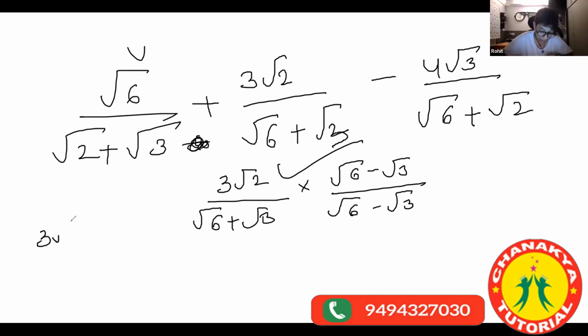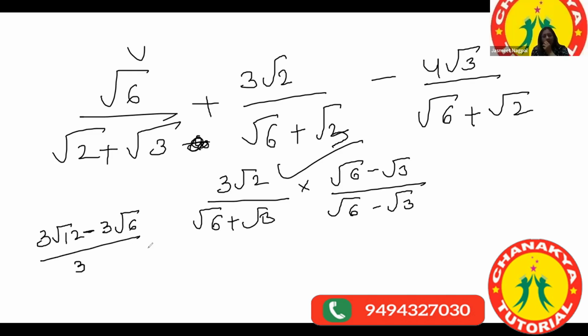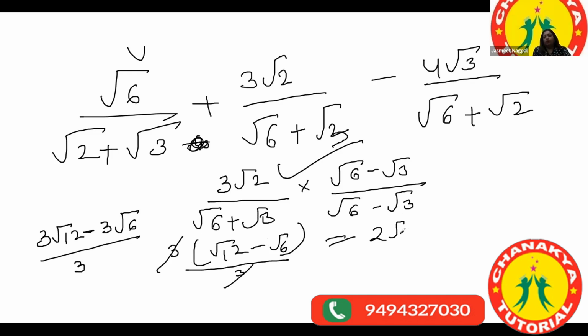Ma'am, the second answer is root 12 minus root 6 upon 1. The second one? Yes, ma'am. Root 12, root 6 are there. Yes, and 12 is 2 root 3. So, 2 root 3 minus root 6.